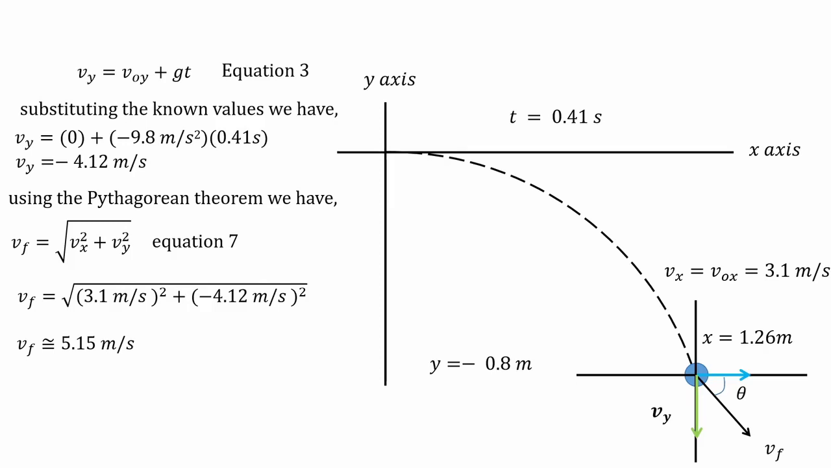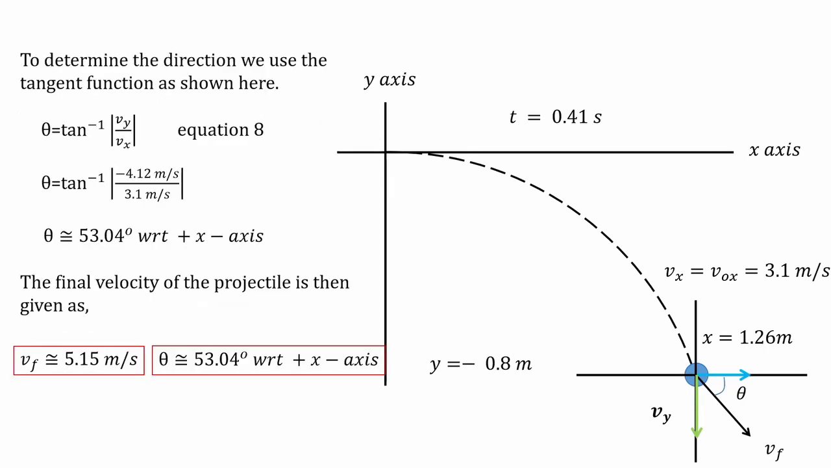Then using the Pythagorean theorem, we determine the magnitude of the velocity to be about 5 meters per second. Next we identify the direction theta of the projectile. To determine the direction, we use the tangent function as shown here in equation 8. Substituting the known values, we have the value of theta to be about 53 degrees with respect to the positive x-axis. So, the final velocity of the projectile before it hits the surface is given as 5.15 meter per second, and 53.04 degrees with respect to the positive x-axis.